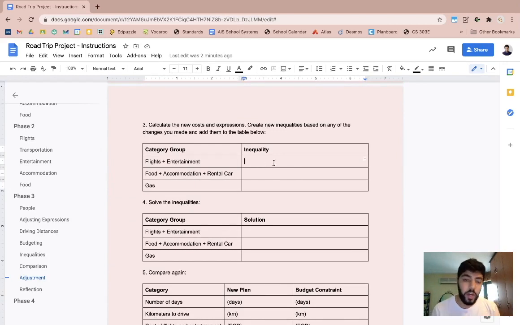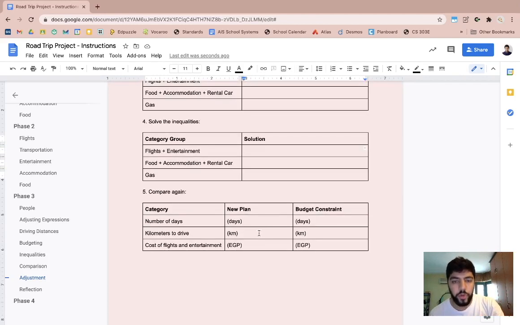So if you change the car, that means the rental car expression has changed. And so this inequality will change. So I'll need you to write the new inequality. Okay? Let me write here, new. Same for the flights. And this is just going to be, again, 2 numbers and gas. Okay? So you describe the changes. You give me the new inequality. You solve it again to show that your constraints can fit your new plan.